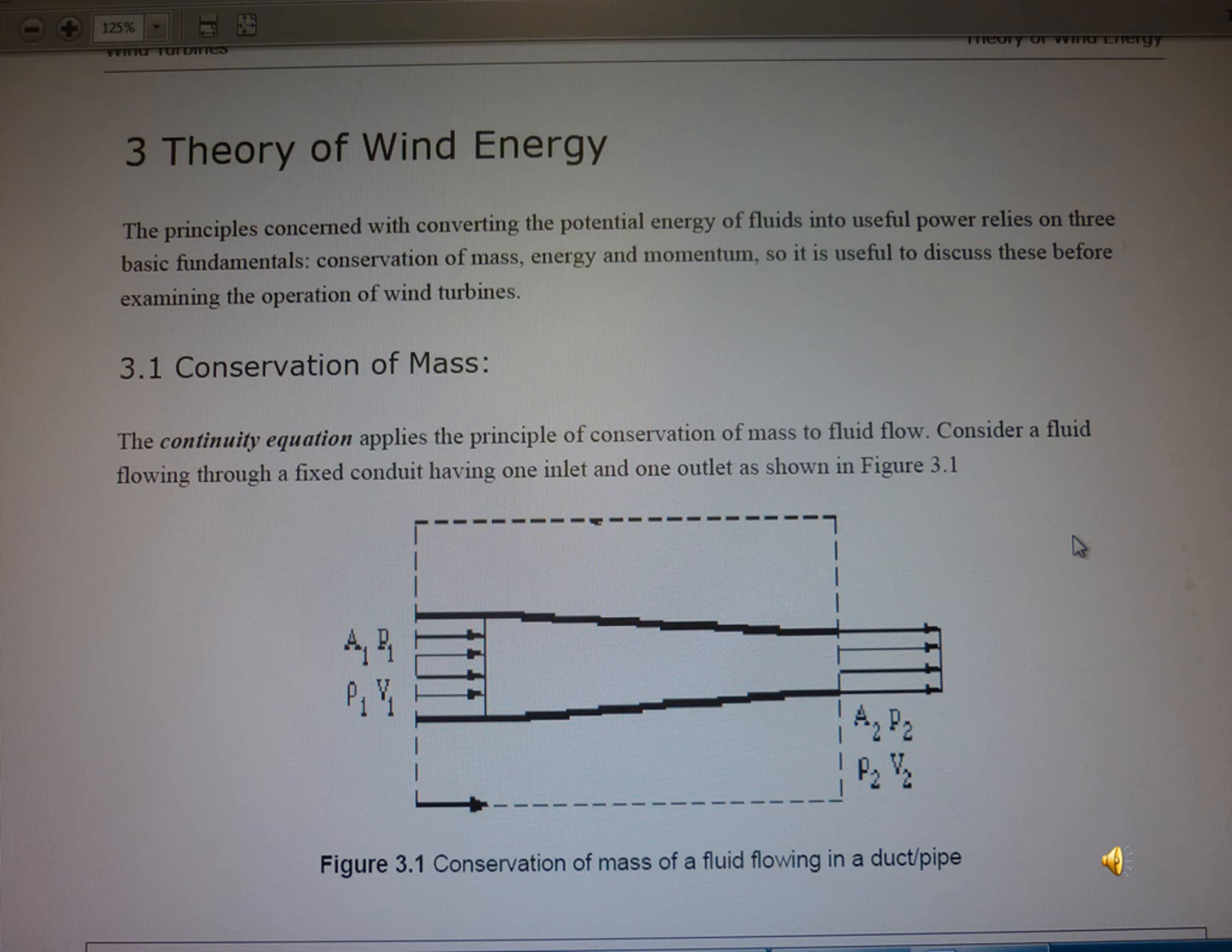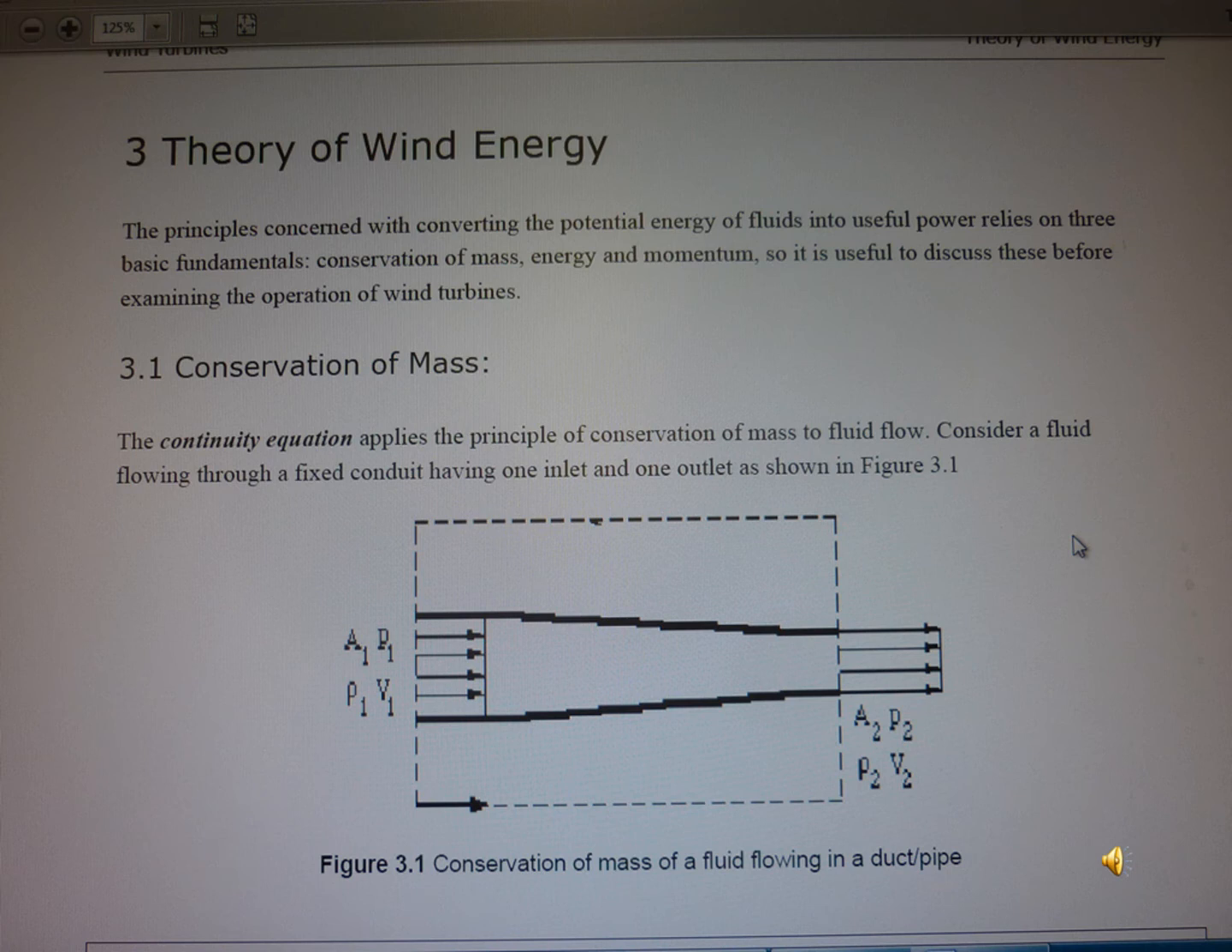We will talk about the theory of wind energy. The principal concern with converting the potential energy of a fluid into useful power lies on three basic fundamentals: conservation of mass, energy, and momentum. So it is useful to discuss this before examining the operation of wind turbines.